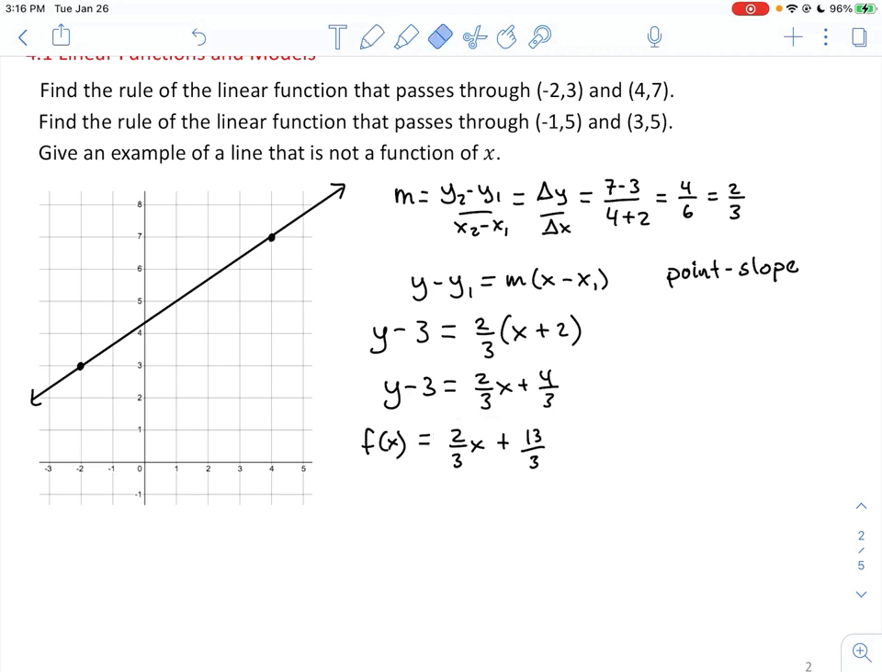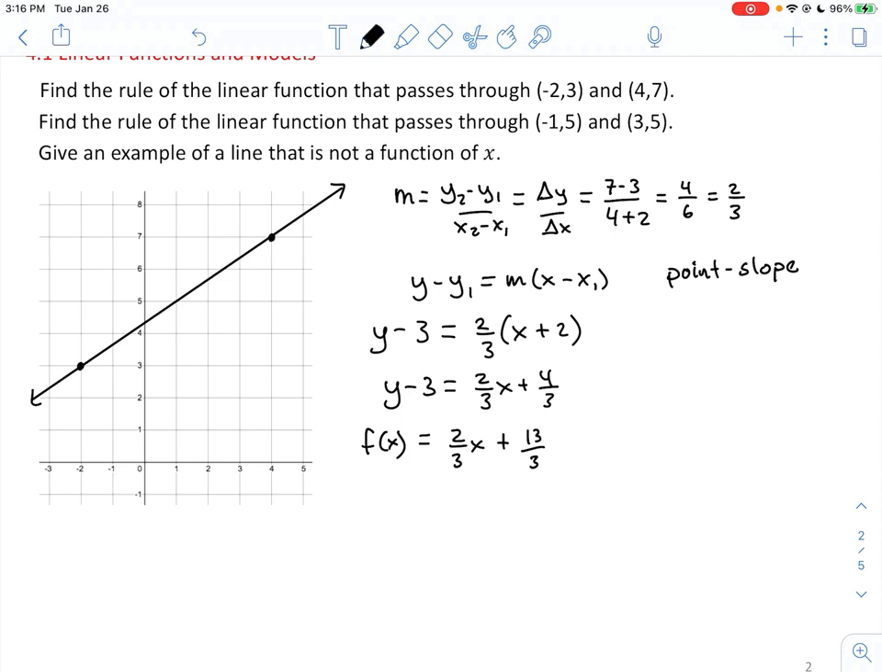It's easy to verify that it goes through the 2 points. All right, plug negative 2 in for x and see if you get 3 for y. So if you plug negative 2 in for this x right there, that gives me negative 4/3 plus 13/3 is 9/3, and that gives me 3. Let's test 4, 7. Plug in 4 for x here. 4 times 2/3 is 8 thirds. 8 thirds plus 13 thirds is 21 thirds, and 21 thirds is 7.